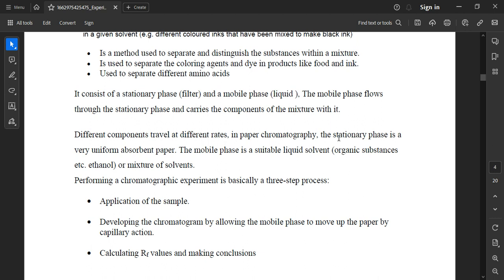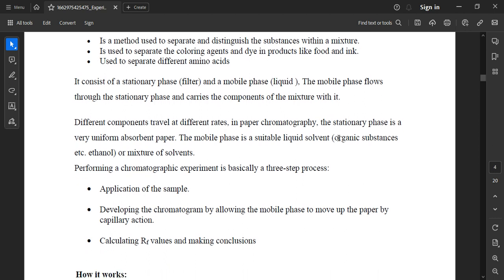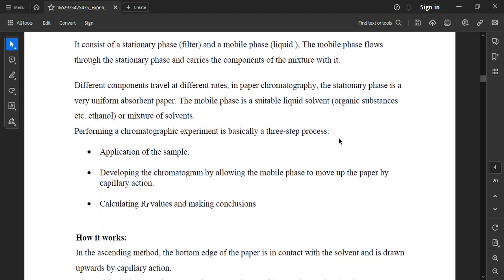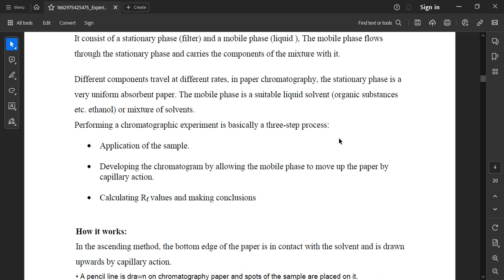Chromatography consists of a stationary phase, a solid, and a mobile phase, a liquid. The mobile phase liquid flows through the stationary phase of the filter and carries the components of the mixture with it. Different components travel at different rates. In paper chromatography, the stationary phase is very absorbent paper.